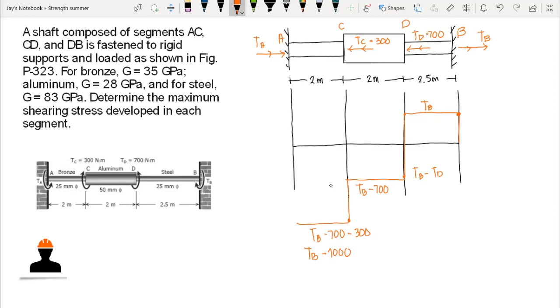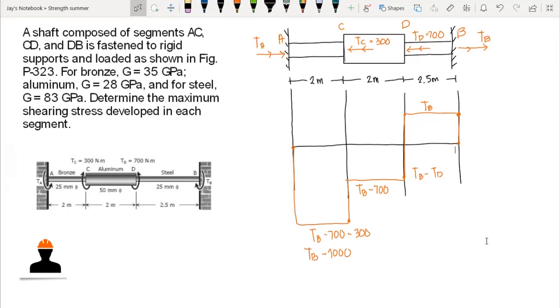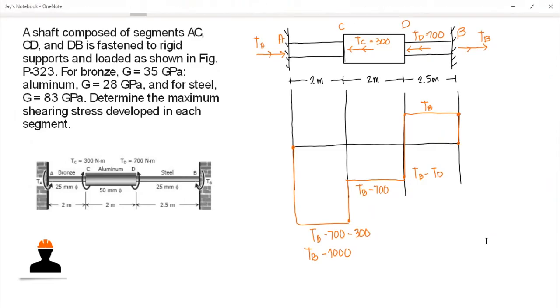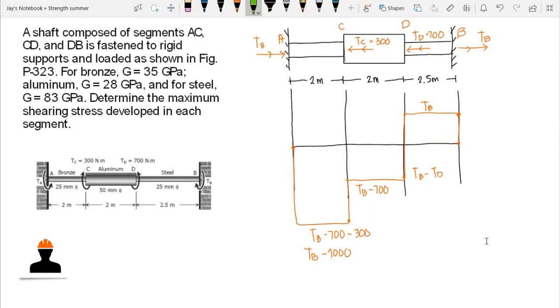Then our TA, our last torque, is pointing directly to the right, so we have a positive magnitude of TA, and we go back upward and end at 0. So we have now computed the internal moments. Internal twisting moment in this segment, from B to D, is TB. For D to C, we have TB minus 700. And for the segment A to C, we have TB minus 1000.